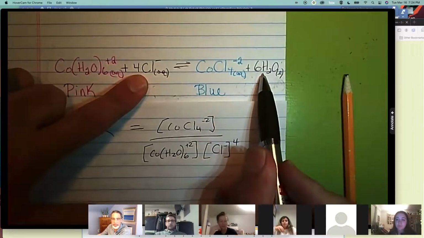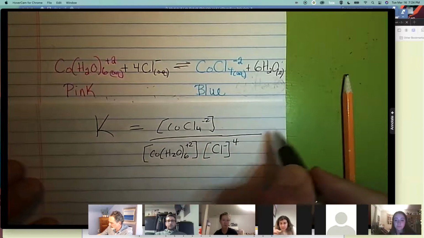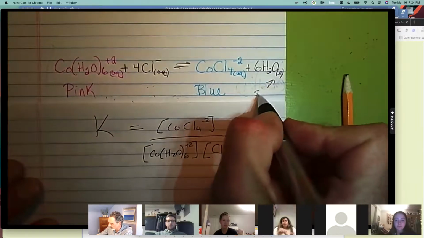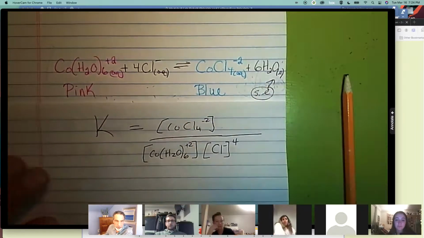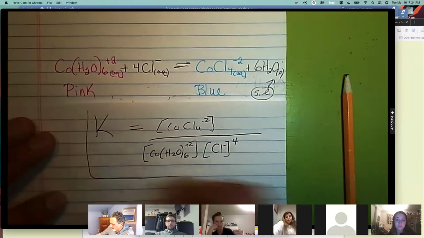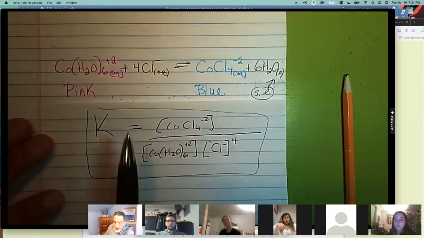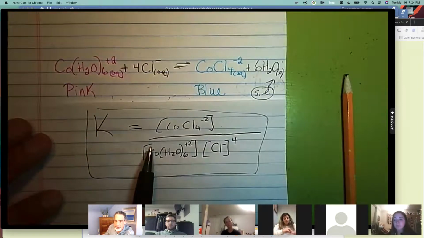How come you didn't include this other product on the top here? Because you never include a solid or a liquid. Great. Solids and liquids don't appear in the K expression. You got it. So there's your K expression. After each step, it wants you to calculate the K expression. Do you think at a constant temperature, your K expressions are going to change?